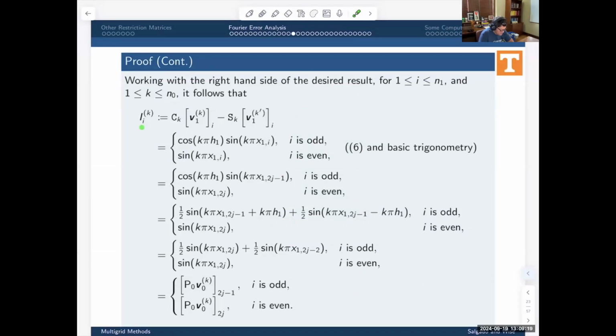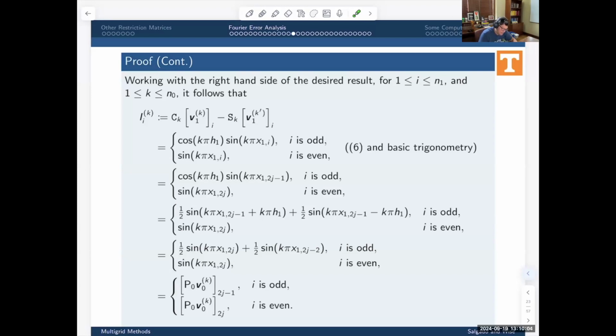So there's the thing that I want to start with, the thing on the right-hand side, which is this vector c_k v1_k minus s_k v1_k prime. And I'm going to look at the ith component of these. Remember, this is a vector on the fine grid, so its components go from 1 to n1. Now, it is a fairly simple little calculation to do this. Again, every time I say simple in the context of these trigonometric computations, it is simple in the sense that you're just using trigonometry and basic algebra, but it gets a little bit tricky because the trigonometry is complicated.